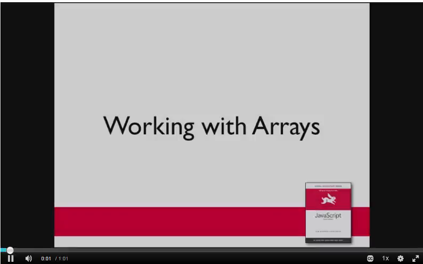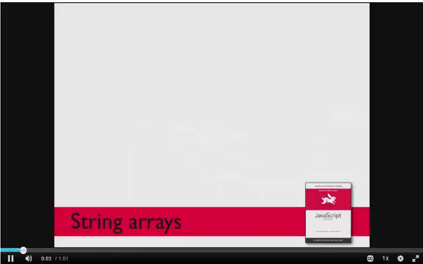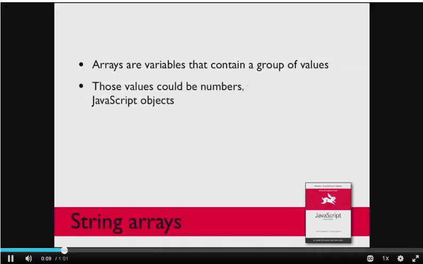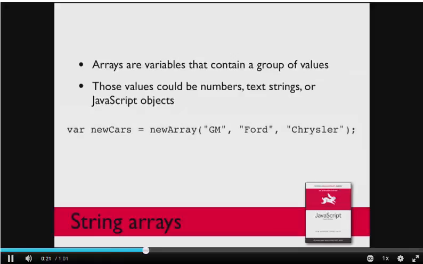In JavaScript, an array is a kind of variable that can store a group of information. Like variables, arrays can contain any sort of data: text strings, numbers, or other JavaScript objects. You declare an array with the elements of the array inside parentheses separated by commas, like this. In this example, the array contains 3 text strings with different car makes.